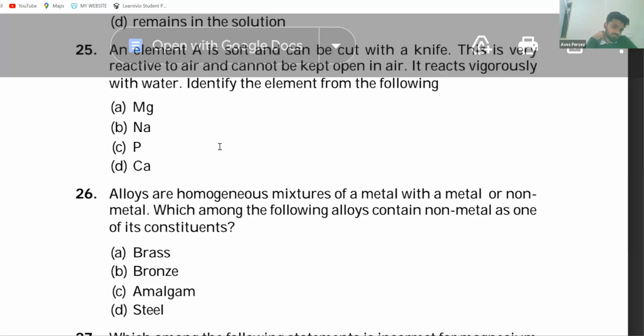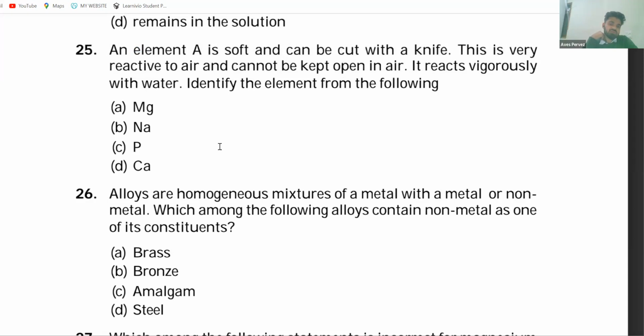Question number 26. What will be the answer for question number 26? Alloys are homogeneous mixtures of metals with metals or a non-metal. Which of the following contains a non-metal as another constituent? B, bronze. Sorry, I didn't see, it is question 26.